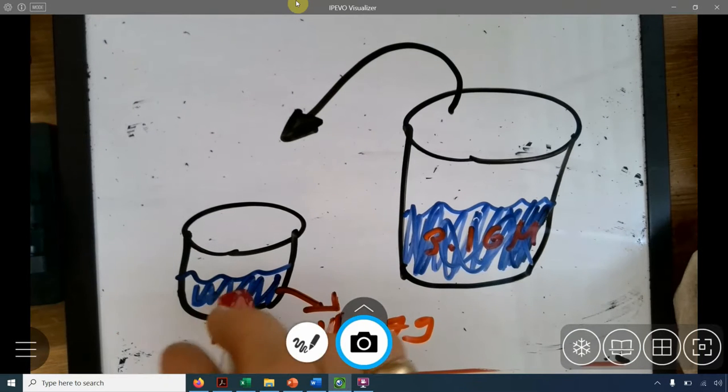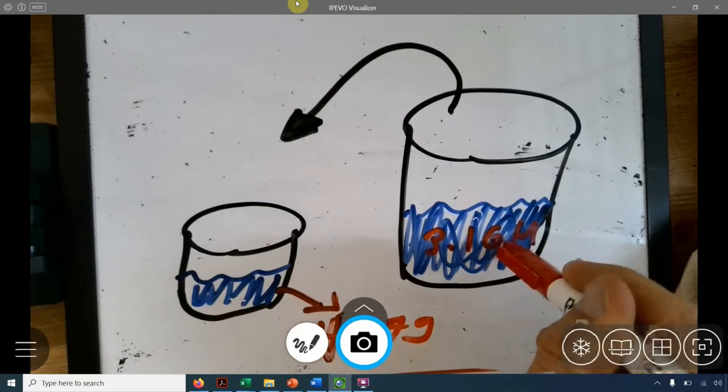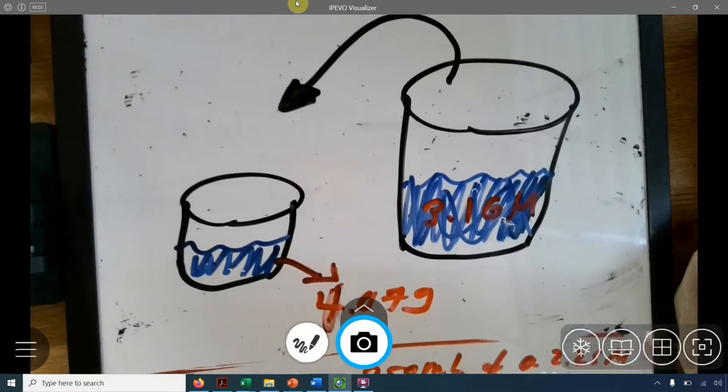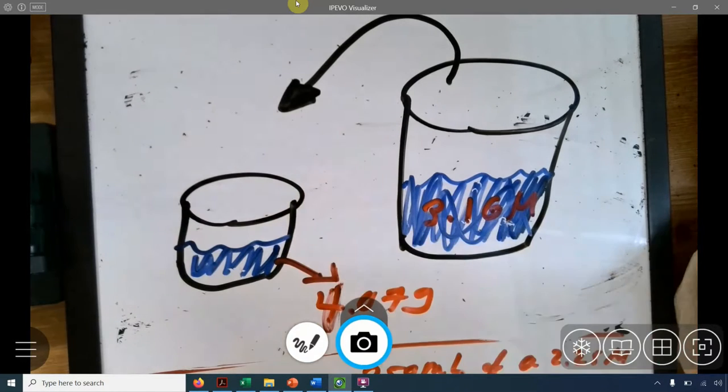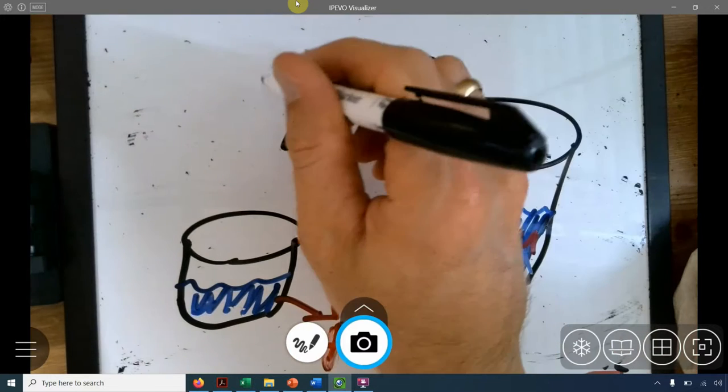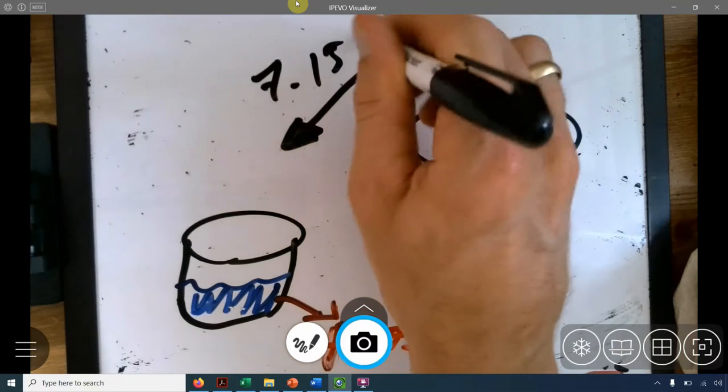Obviously, the concentration here is the same as the concentration here. I'm just pouring stuff out. That's all I'm doing. I'm not adding water. I'm not subtracting water, nothing. I'm just drinking a portion of this. So how much of this do I got to pour out? And we just calculated that to be 7.15 milliliters.